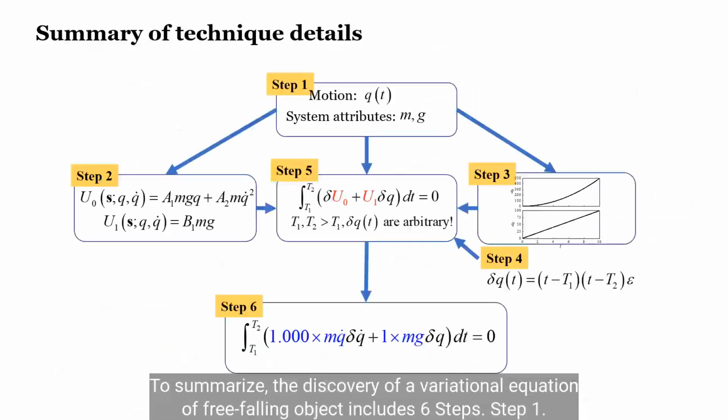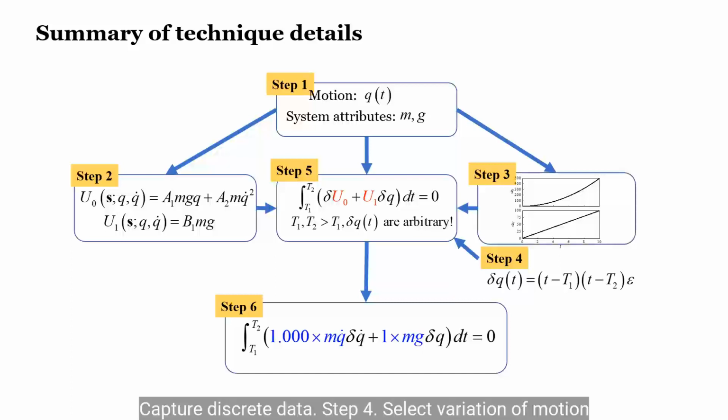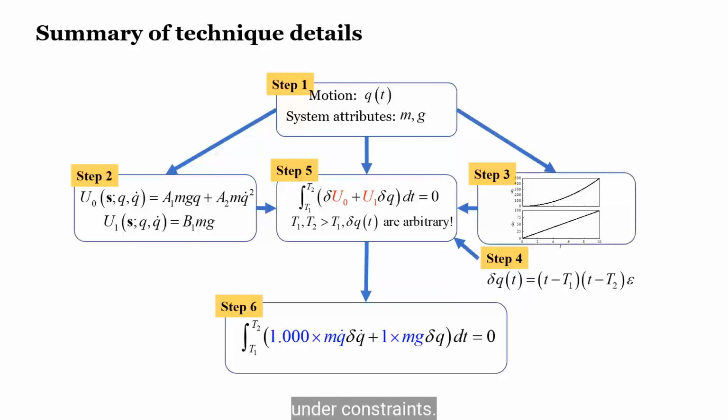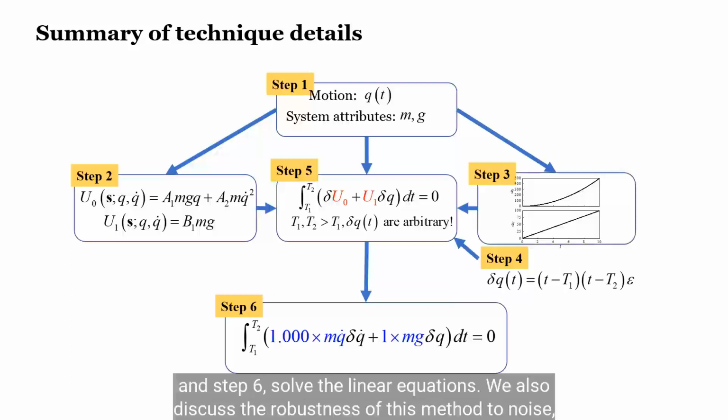To summarize, the discovery of the variational equation of a free-falling object includes 6 steps. Step 1. Identify the concerned motion. Step 2. Construct the integrands by dimensional analysis. Step 3. Capture discrete data. Step 4. Select a variation of motion and constraints. Step 5. Constitute linear equations with respect to undetermined coefficients. And step 6. Solve the linear equations.